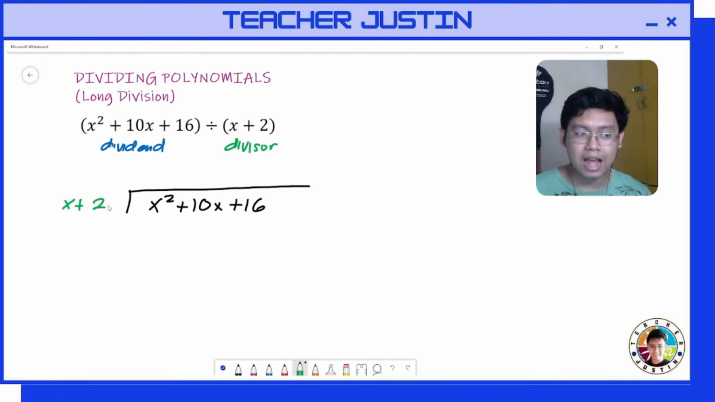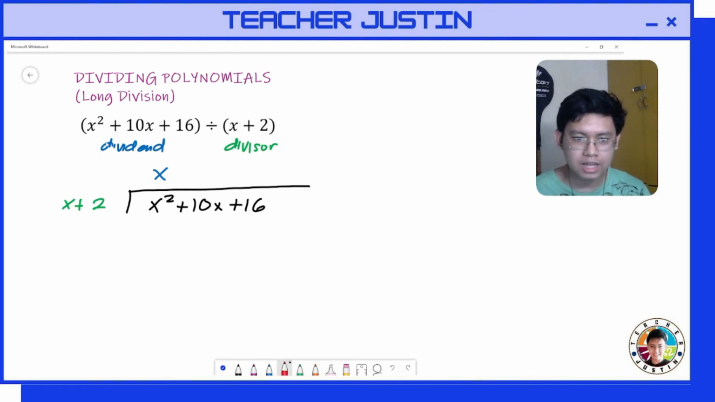Now let's start our division. In dividing, our focus will be the first term of each polynomial. So let's divide our first term by the first term. So x squared divided by x is equal to x. So let's place it here. So x. Then, after dividing the first term by the first term, their quotient must be multiplied to our divisor.